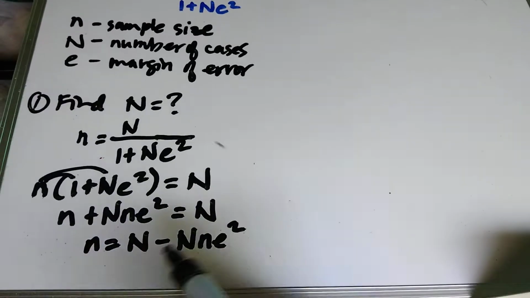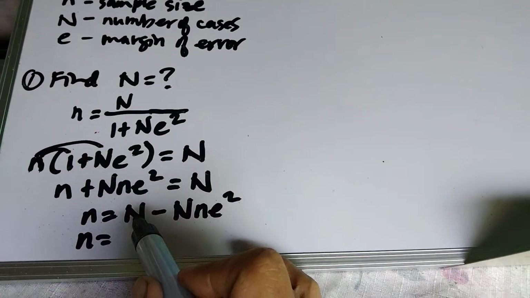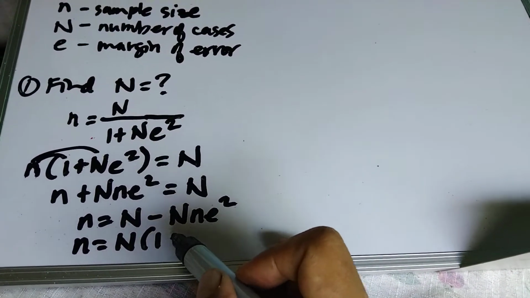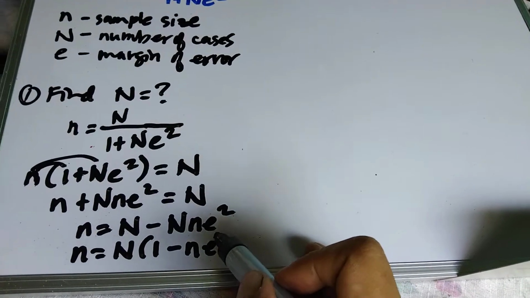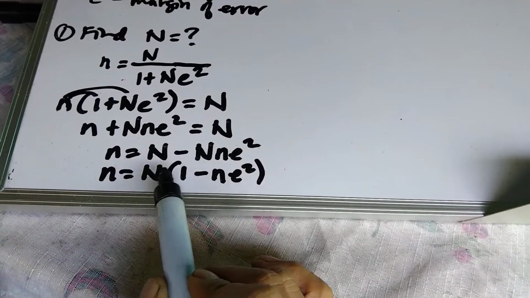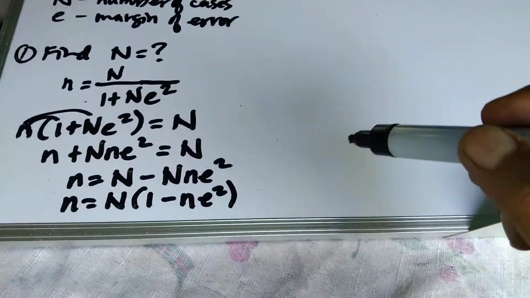Okay, so let's continue. What are we going to do here? We will factor capital N here. So the right side, capital N times 1 minus small n e squared. Correct? We just factored out capital N, because capital N times 1 is capital N, and times this is this one. So what's next?